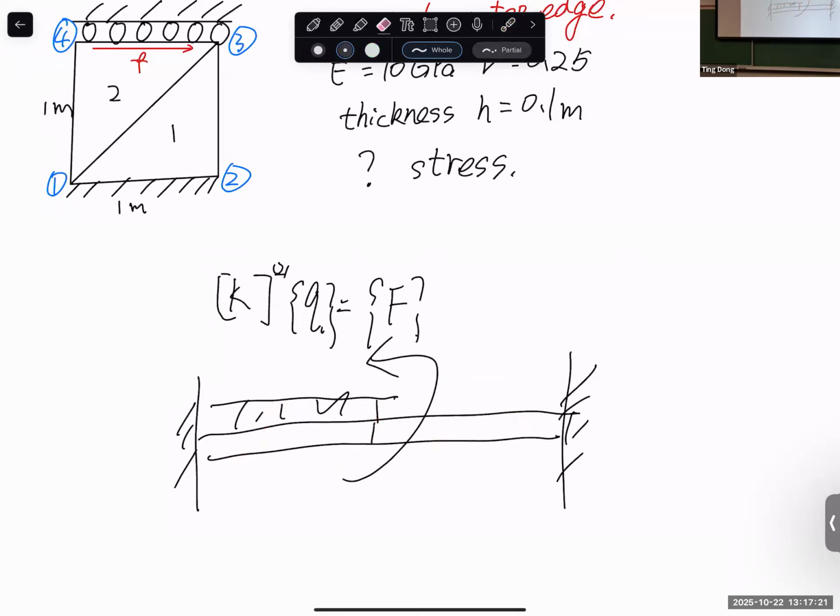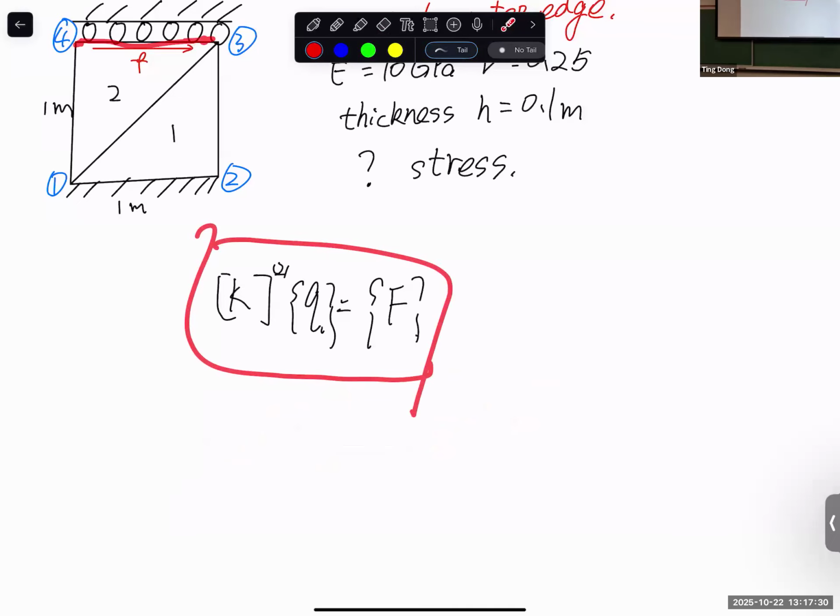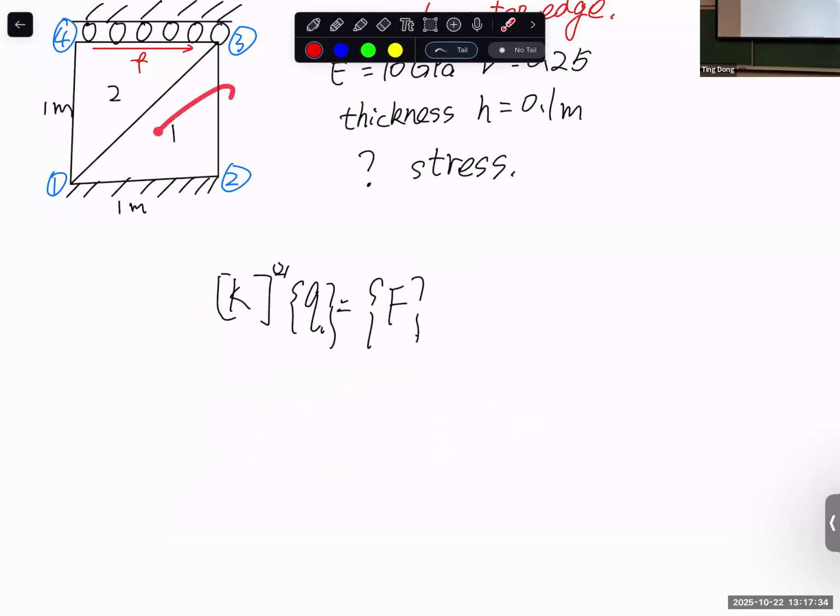Now back to our example problem. In this KQ equal to F, when I asked about U3, U4, of course you can say that element 2 has 3 and 4, but element 1 absolutely affects the result, whether you consider just this triangular part or this entire square part. So if you only consider K for element 2, and then Q, and then F, it's wrong.